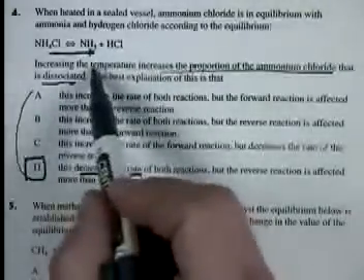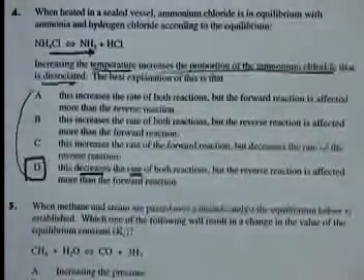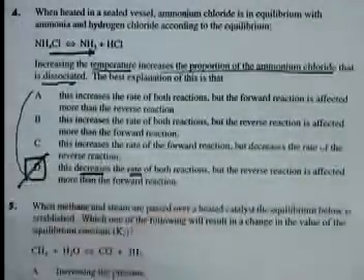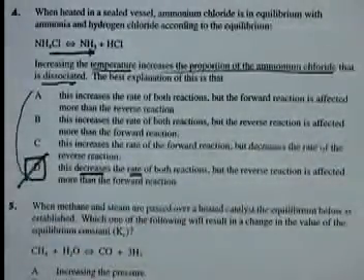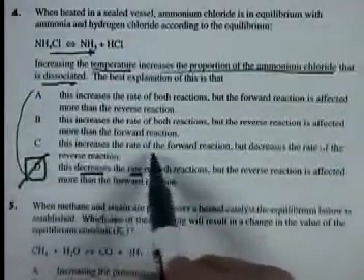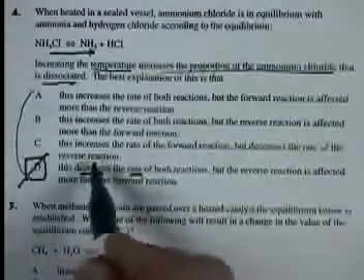Well, it says right here that we increase the temperature. And remember, if you increase the temperature, you speed up the molecules, and therefore you speed up the reaction rate. So D is not a very good choice because we're technically increasing the reaction rate, not decreasing it. Letter C, this increases the rate of the forward reaction, but decreases the rate of the reverse reaction.